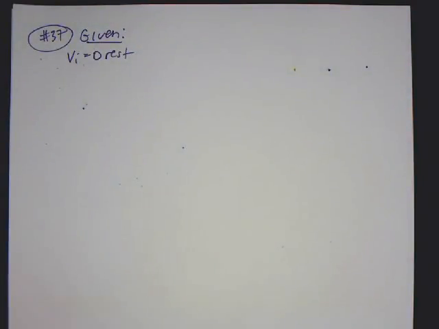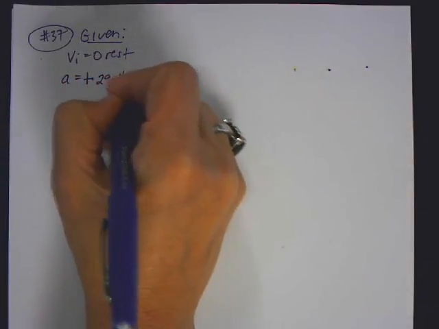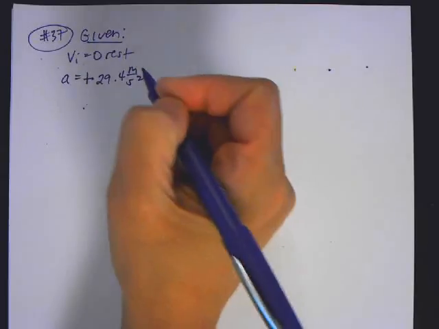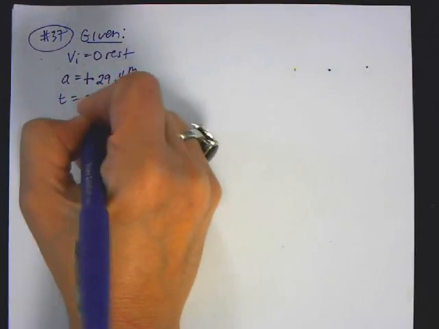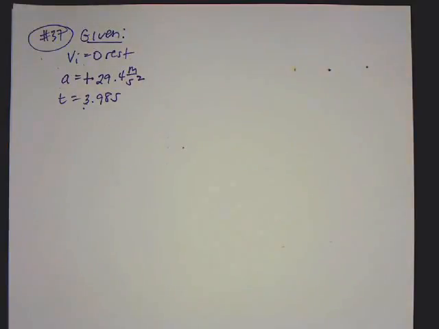With an acceleration, so the acceleration is positive 29.4 meters per second squared, and the time is 3.98 seconds. It runs out of fuel, but does not stop. How long does it rise above the ground?